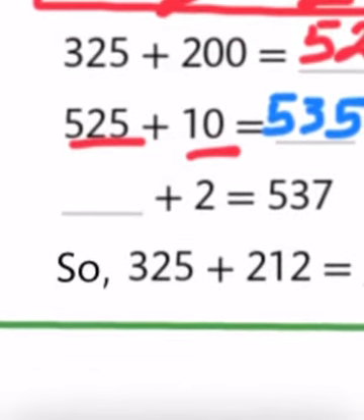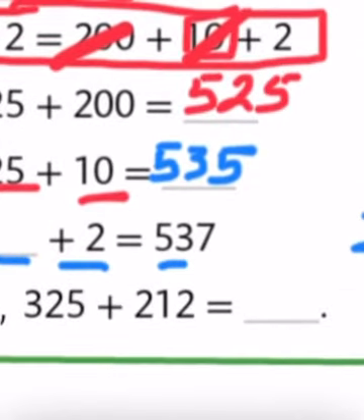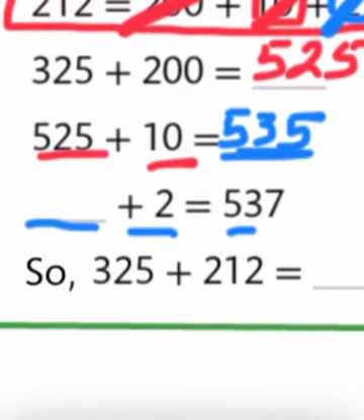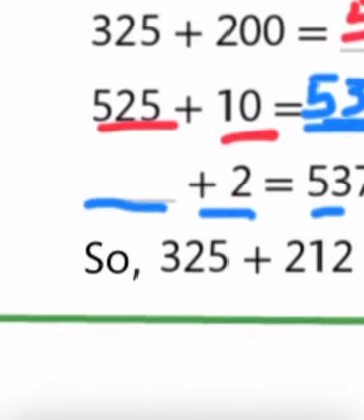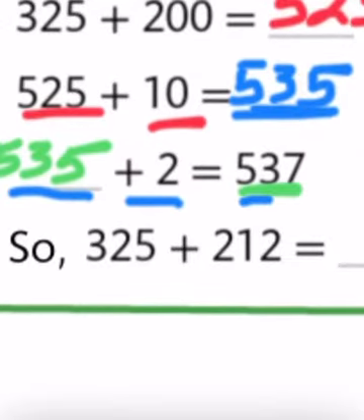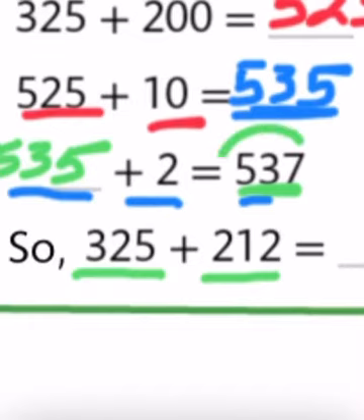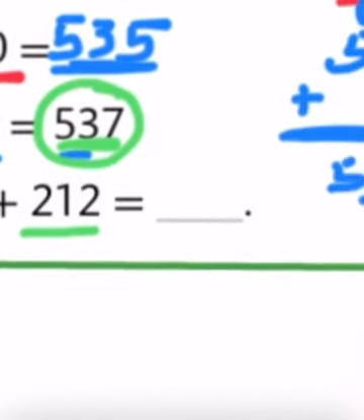535. And then finally, we have some number plus 2 equals 537. See, we're adding in a 2 there. And we just take what we finished with last time, 535, plus 2 equals 537. So 325 plus 212 equals right here 537. And we'll write that in.